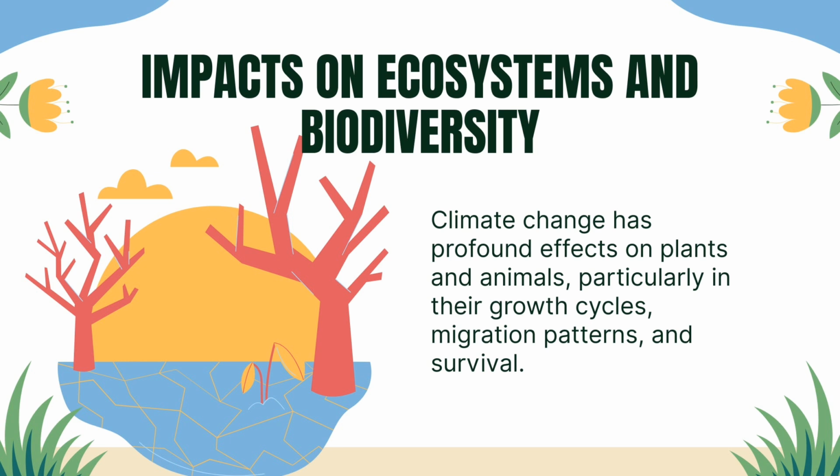Climate change has a profound effect on plants and animals, particularly in their growth cycles, migration patterns, and survival. Warmer temperatures extend growing seasons but also increase water stress and pest populations. Additionally, mismatches between flowering plants and pollinators threaten ecosystem stability and biodiversity.